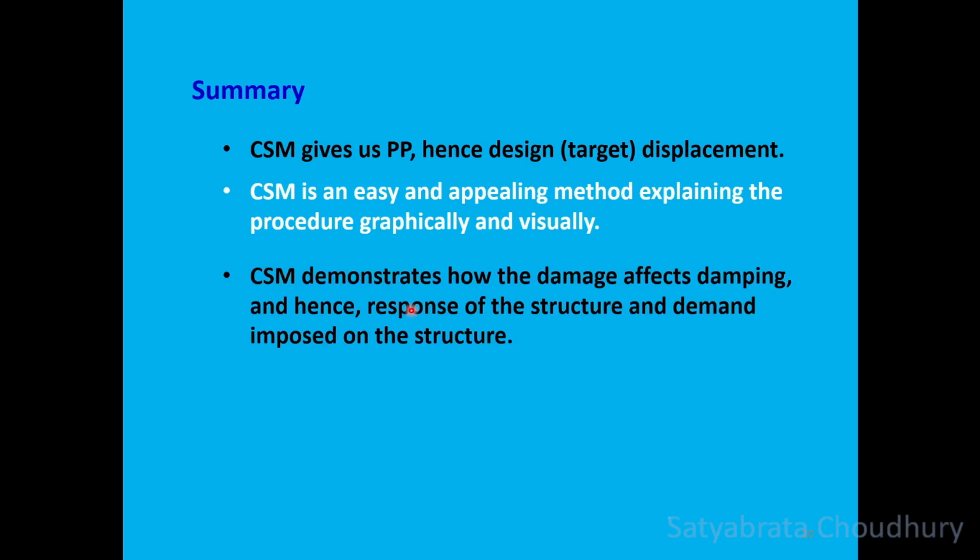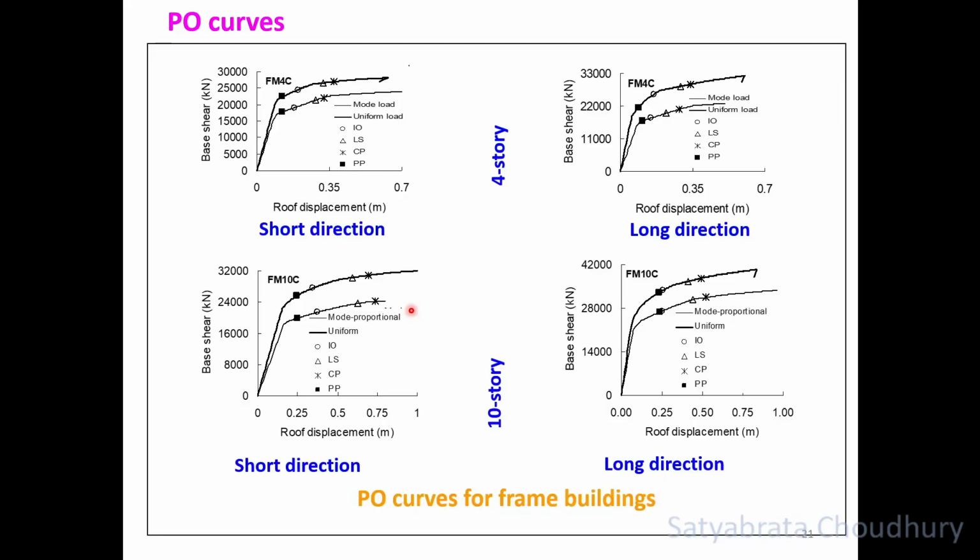Capacity spectrum method demonstrates how the damage affects damping and hence response of the structure, and also demand imposed on the structure. All these are very clear through capacity spectrum method. I have shown here some pushover curves for a 4-story building. So this performance point is here shown by a black rectangle, IO is shown by circle, LS is shown by small triangle, and CP is shown by star.